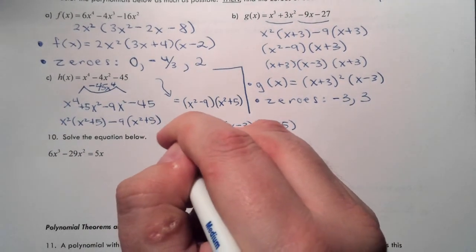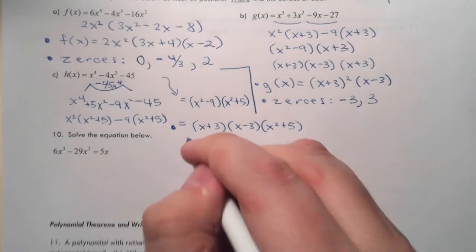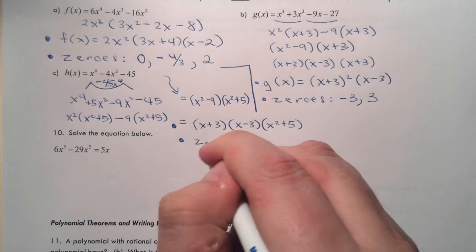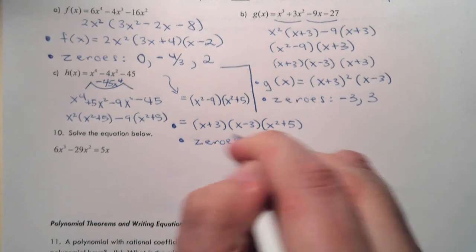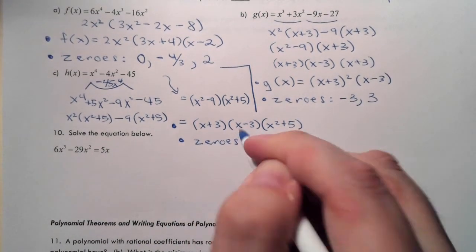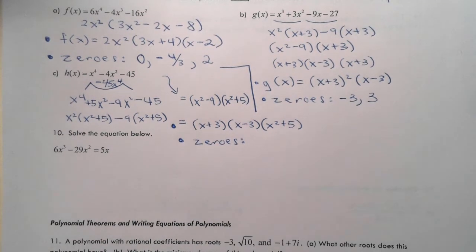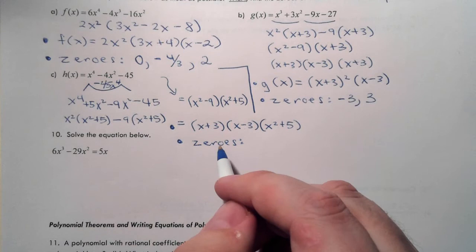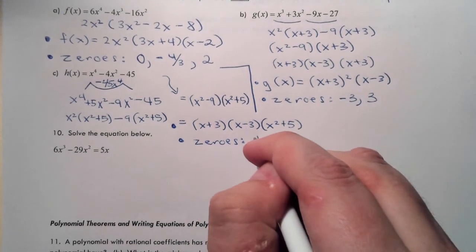That was what I was first asked for. I also want my zeros. So remember what I would do. I would take each of these factors and set them to 0 and solve. X plus 3 would give me negative 3. X minus 3 equals 0 would give me positive 3. I can write the two of those together as plus or minus 3.